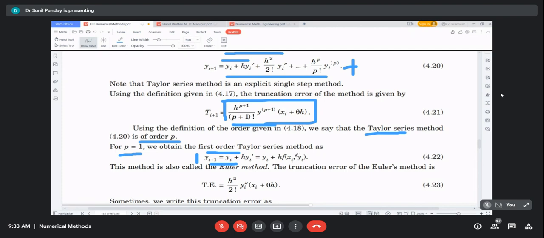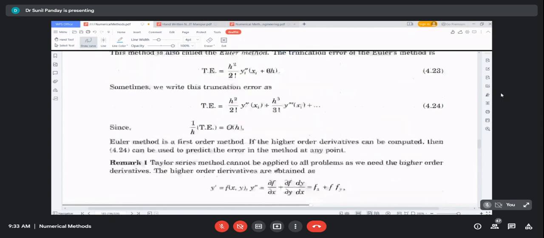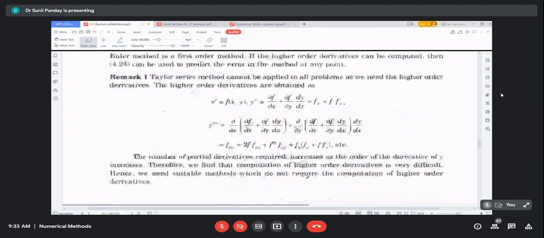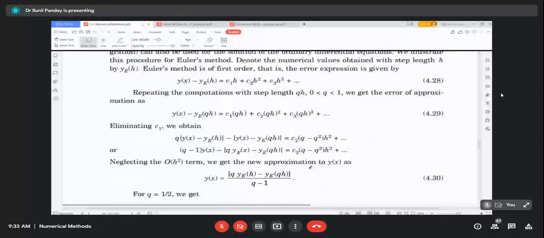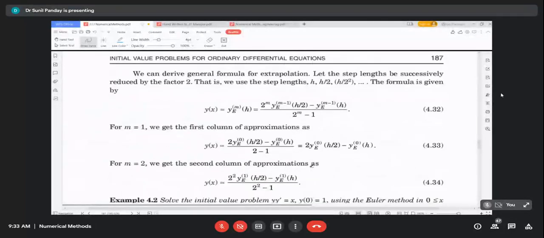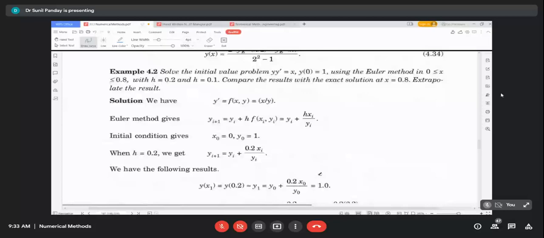So x naught is replaced by xi actually, and x1 is replaced by xi plus 1. If we take only p equal to 1, then it is known as the Taylor series method of order 1. Then if you take two terms, it is known as the Taylor series method of order 2, and similarly of order p.